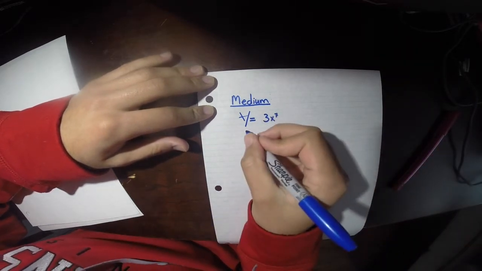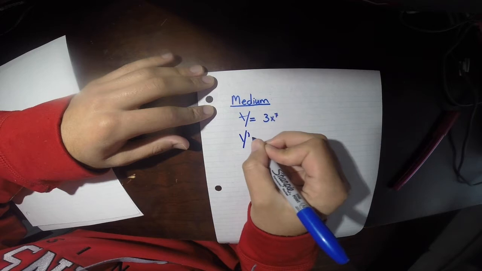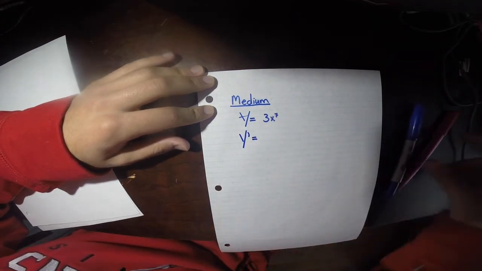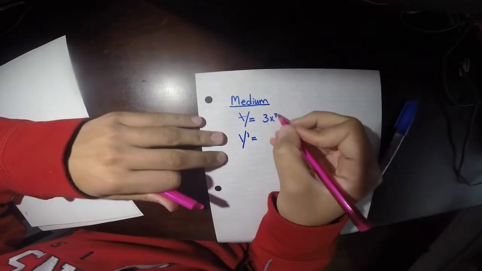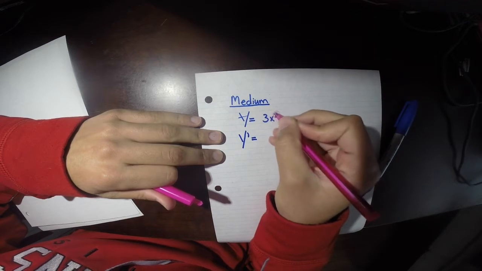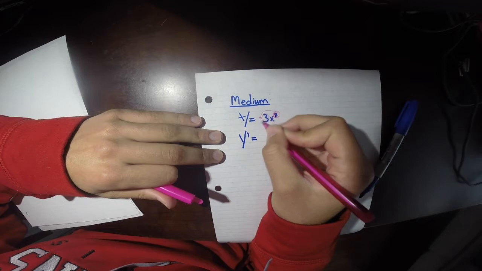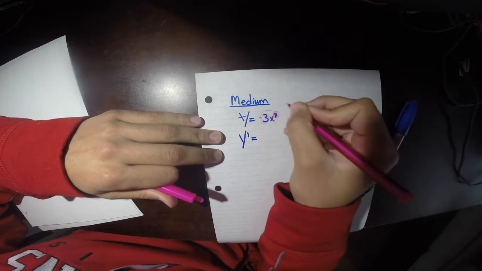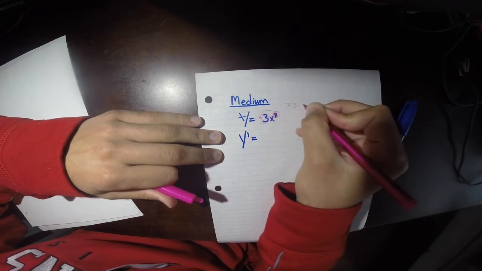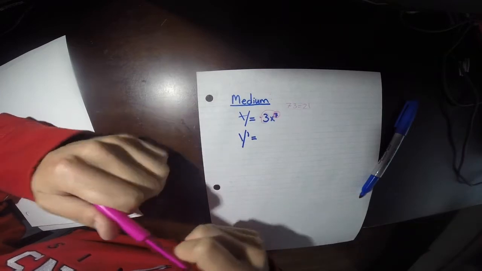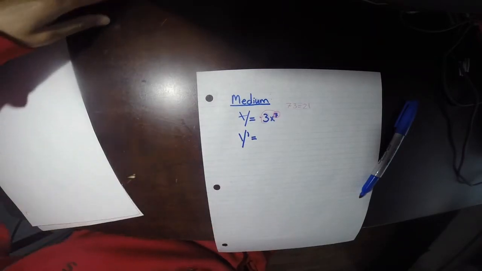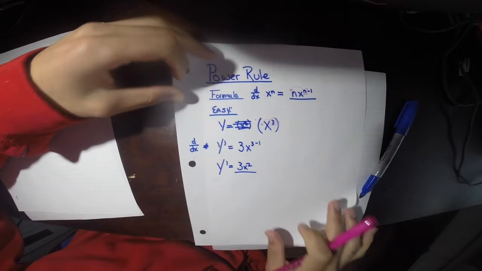Well, it's actually pretty simple. Take y prime, or y. And now, what you still do is you take this and you still bring it down. But whatever the exponent here, and if there's already a coefficient here, you just times it. So 7 times 3 is equal to 21. So there you go.